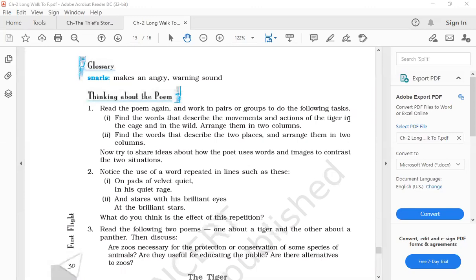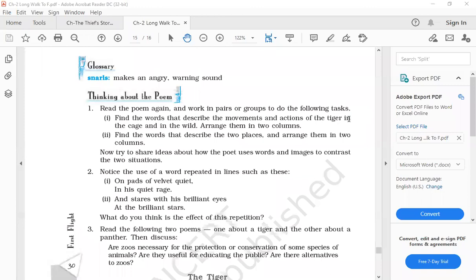No, according to me, zoos are not a necessity, as there are many wildlife sanctuaries and biosphere reserves for the animals and for the species of the animals. And educating the public can be done through those natural reserves, natural biosphere reserves also.